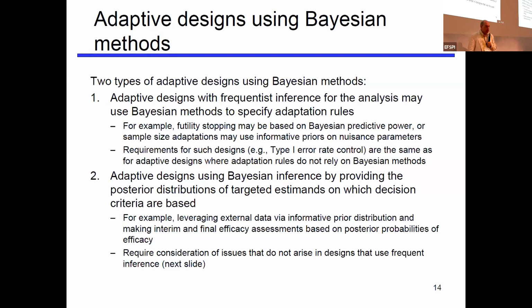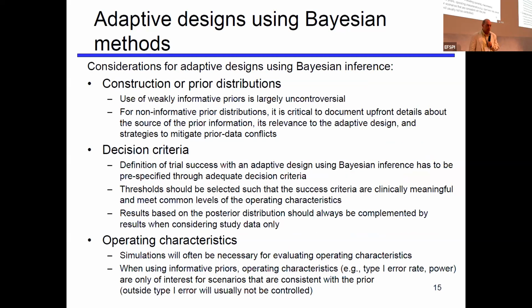Now, if you do use Bayesian inference for the final analysis, based essentially on posterior distributions of the targeted estimates, then examples come to mind like Bayesian group sequential designs using non-informative priors. They're probably fairly standard, but you can also be more advanced and use historic information, such as in pediatric drug development, where you want to use informative priors. And in those cases, you will probably have a few additional considerations that do not arise in designs that use frequentist inference. So this is what this slide is about.